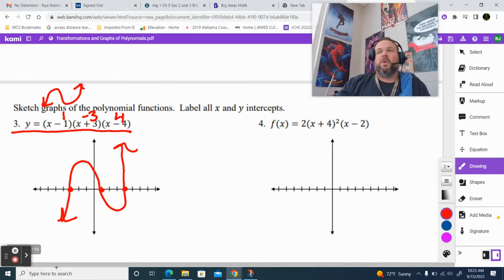It does cross the y-axis. I don't know where. I think it actually crosses at 1. Okay, but we're not worried about that. We're graphing with the, let's see, because it has all the x and y intercepts. Yeah, let's do this.